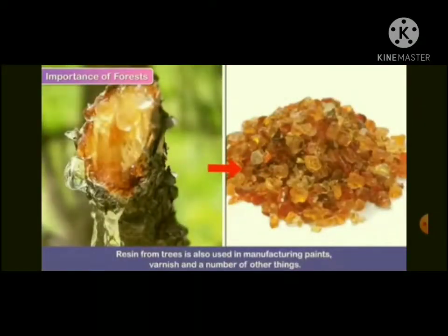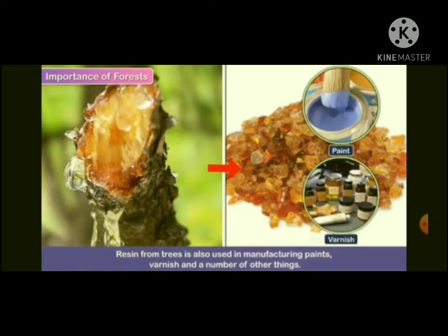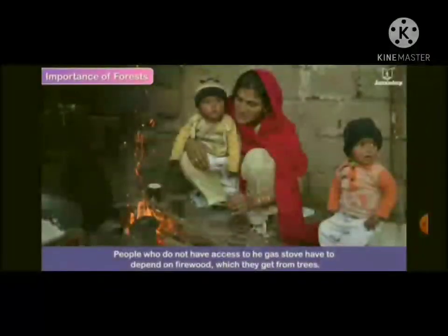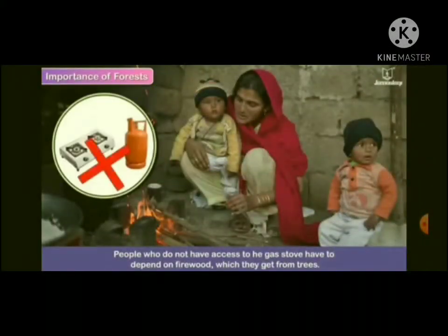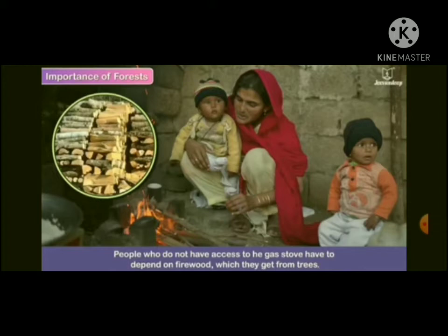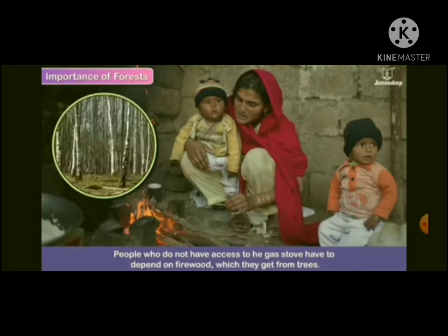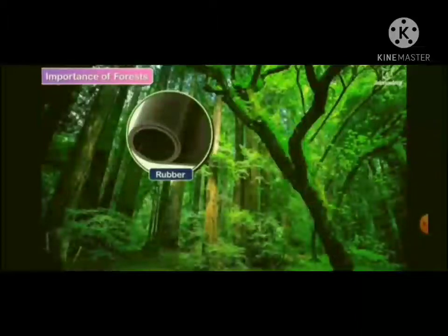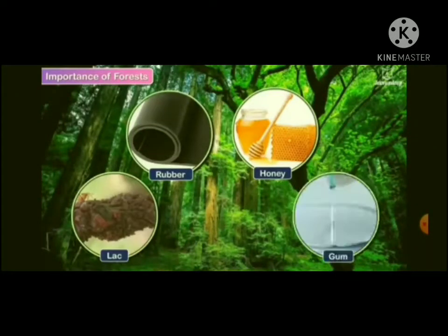Resin from trees is also used in manufacturing paints, varnish, and a number of other things. People who do not have access to gas stove, they have to depend on firewood which they get from trees. Rubber, honey, lac, gum, these all are produce of forest.